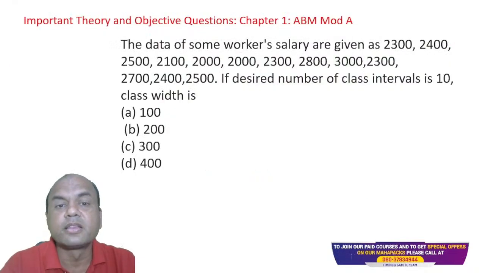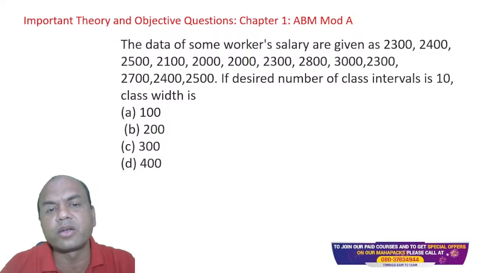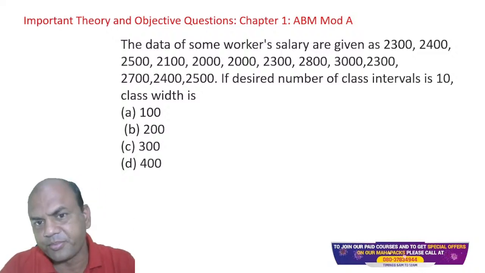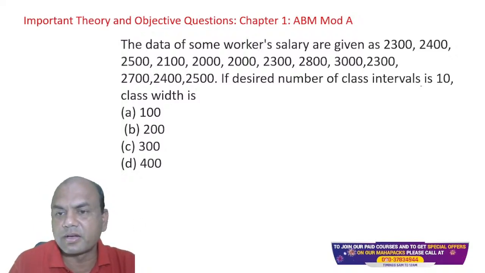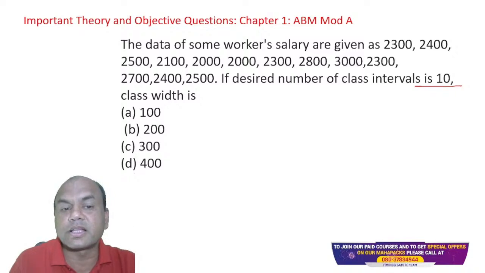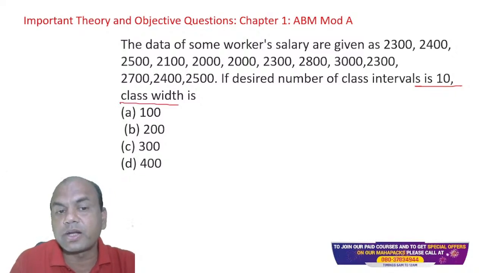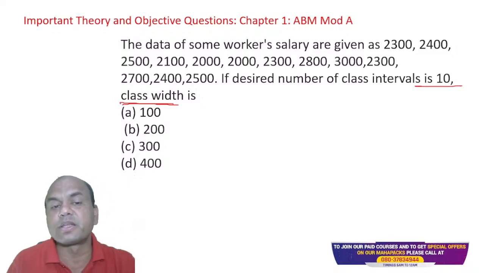Okay. The data of some workers' salary are given as this, 2300, 2400, 2500. You can read this data. If the desired number of class intervals is 10, then the class width is. Now, how to find out the class width? Firstly, remember what is the class width?